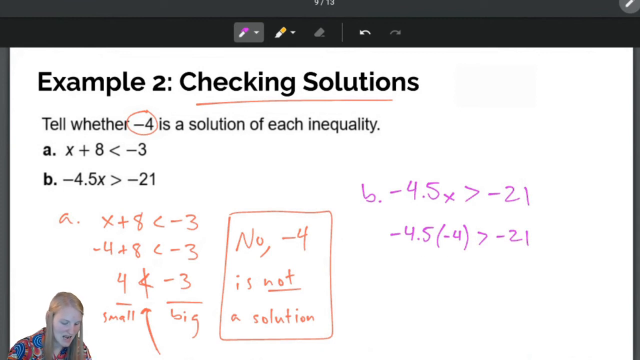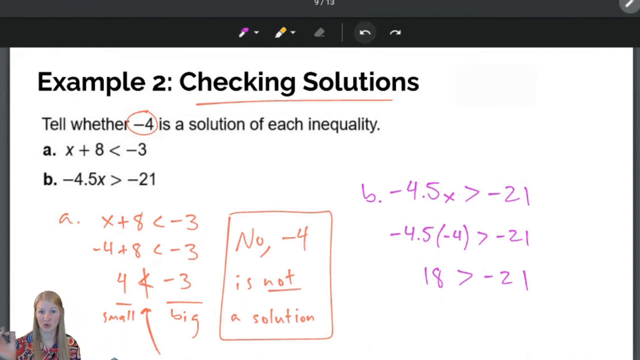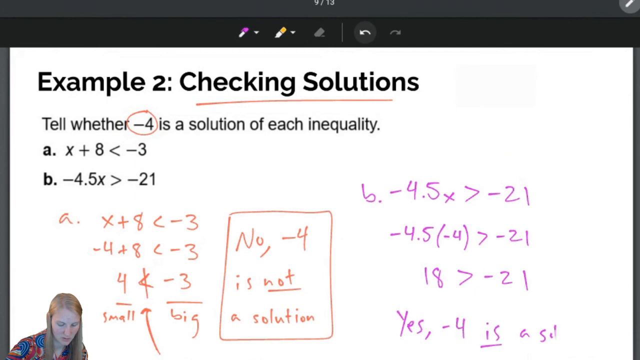So, -4.5 times -4 is +18, and that's supposed to be greater than -21. Is that true? Yeah, 18 is positive and -21 is negative. Positive numbers are always greater than negative numbers. So, yes, -4 is a solution.